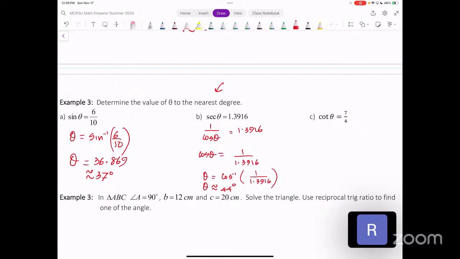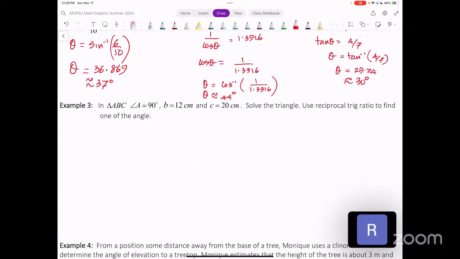I have a question. When you flip it, do you flip it to 4/7? Yes, that's right. Who has the answer for my cotangent? What do you have? I got 29.7. That's right. So tan theta is equal to 4/7, so theta is equal to tan inverse of 4/7. That gives you 29.74, about 30 degrees. Makes sense.